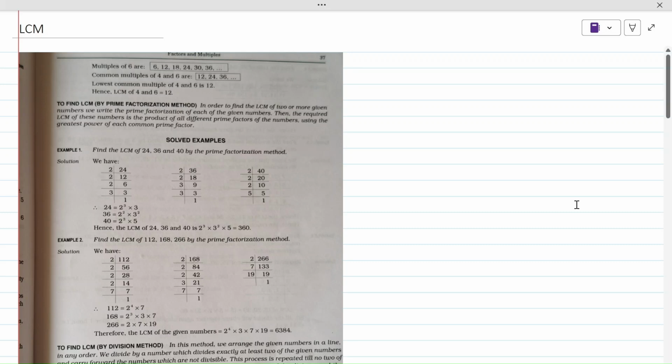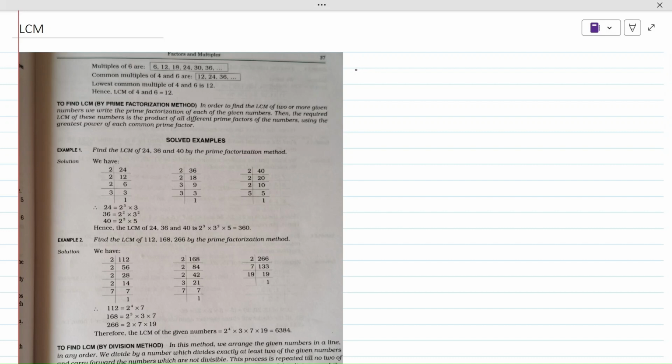Hello kids. So I hope you have revised HCF and have done the practice questions. And in today's class, we will start with LCM. LCM is least common multiple, right? And we have already learned LCM in our previous class in grade 5th. But now as a part of grade 6 syllabus, we are going to learn LCM by two different methods.